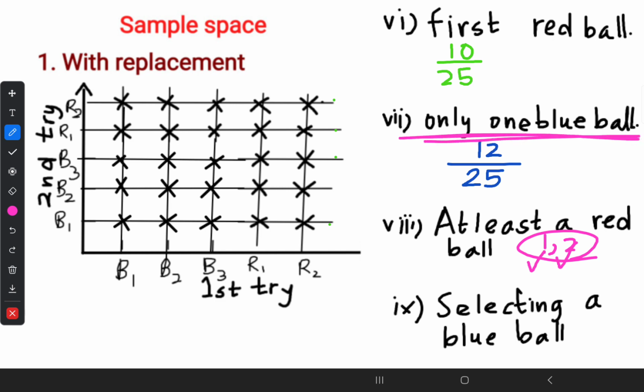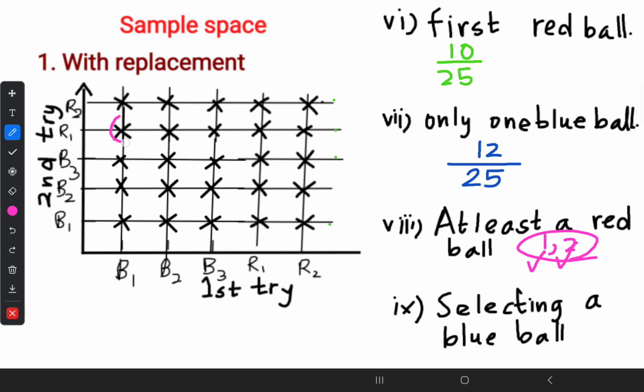But when you think about the previous one, only one blue ball, that means there is a restriction. Only one means only one. We cannot take the cases where we obtain two blue balls. Those instances cannot be taken into our requirement. So at least a red ball and only one red ball have some difference. At least means one red ball is possible, and in two red balls also we obtain at least a red ball. That condition is satisfied, so you should select those instances as well.